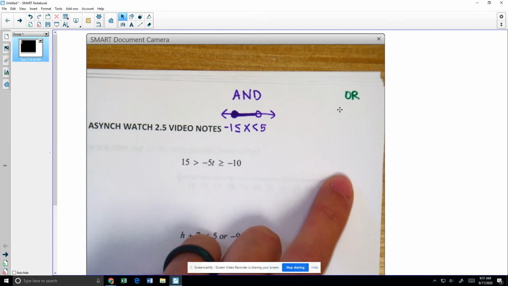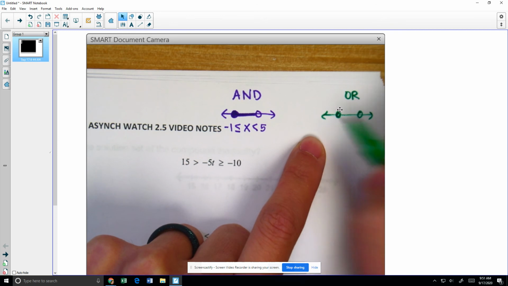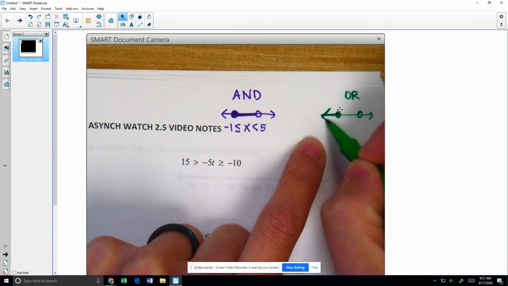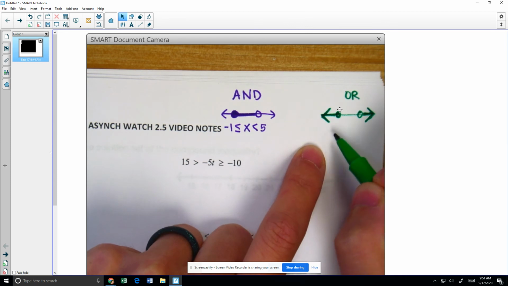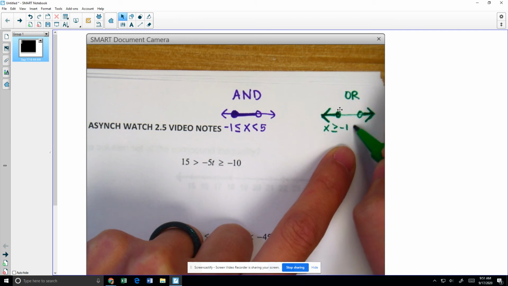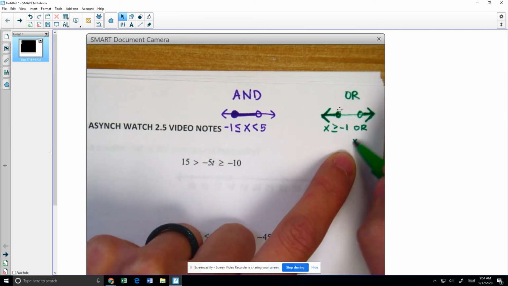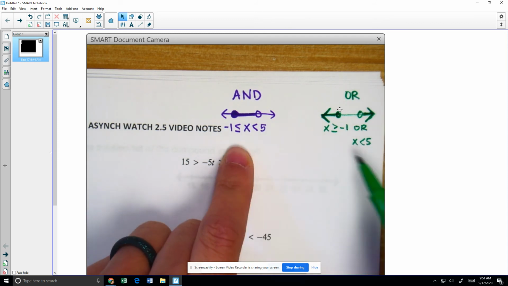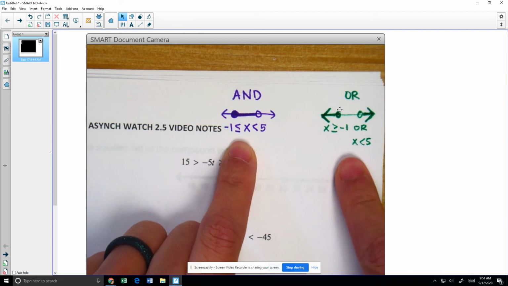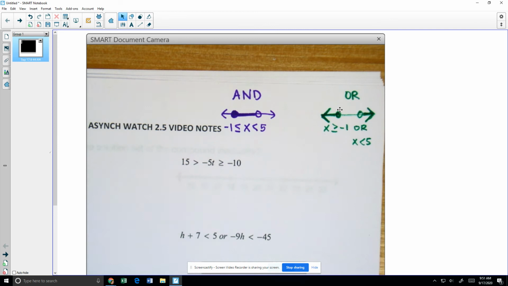But for an or problem, when we graph it, you have your dots, but they always graph to different opposite sides. So they never connect in the center. And then when you write it out as like X is greater than or equal to -1, or you have to spell it out. You have to spell out or X is less than 5. Okay, so that's the difference between ands and ors. You need to start knowing the difference because it makes the solving much, much easier.